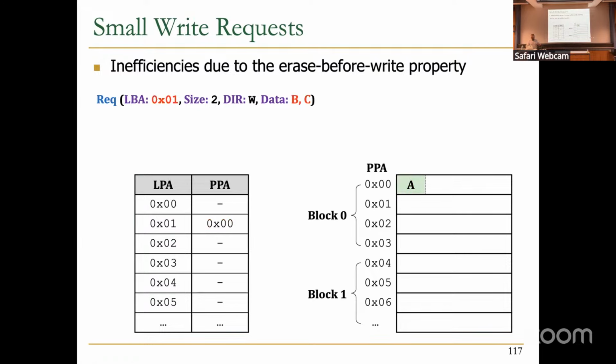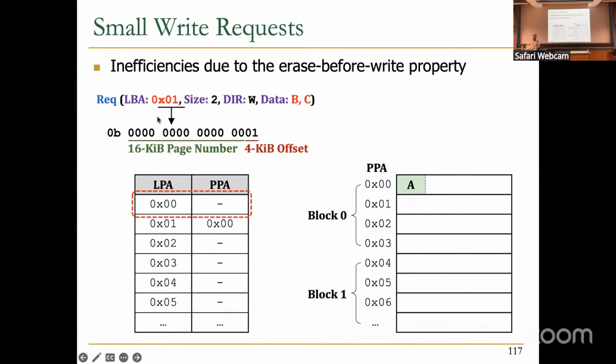Later on, we receive another request to write. So now we want to write 2 pages, B and C, to logical block address 1. So if you encode it in binary, you're going to see that it's going to be page number 0 with a page offset of 0, 1. So in the mapping table, you're going to come up with another logical page address. So now here you can think of writing B and C actually after this, right? Because they have a different offset. I can actually write it.